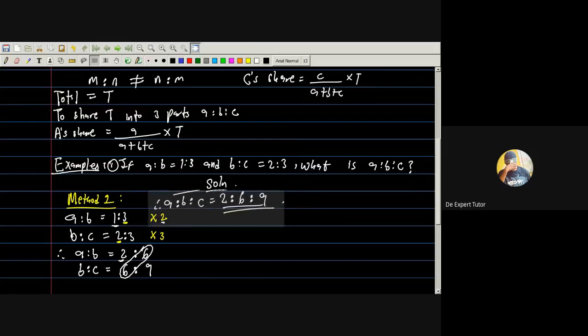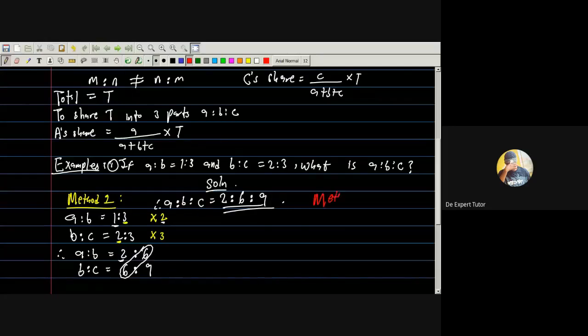So this is the second method for you. If you don't like the first, you will surely like the second one. Now, look at method 2 here. Let me reposition it again. The question gave you that A ratio B is 1 ratio 3.